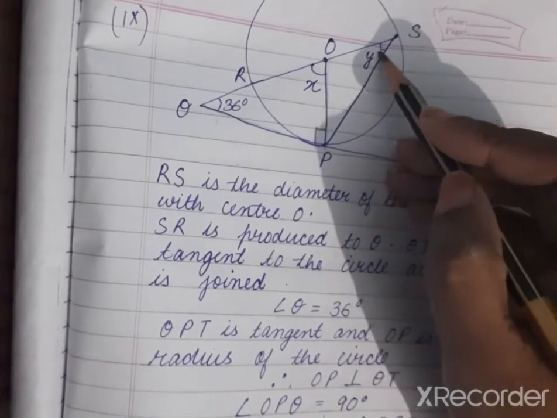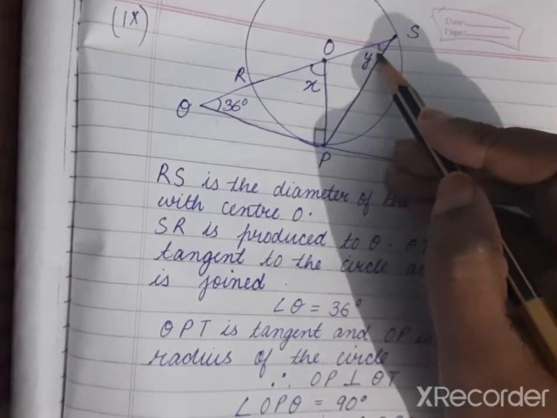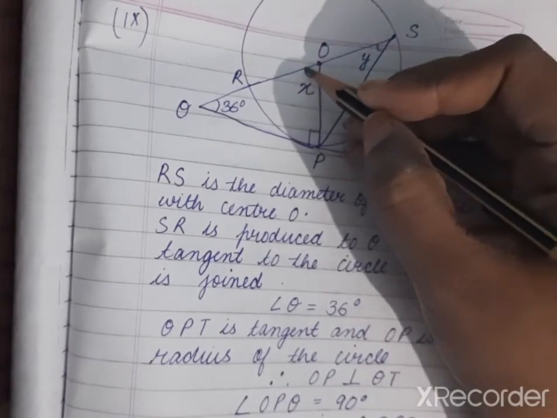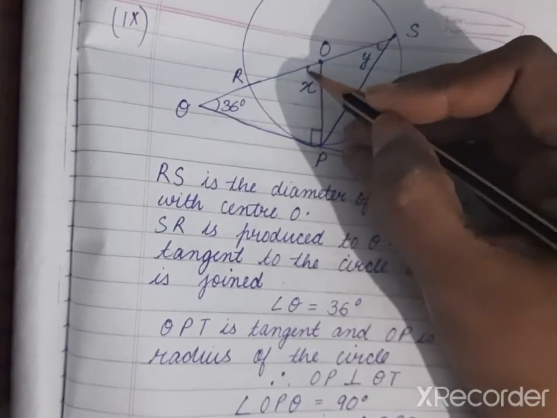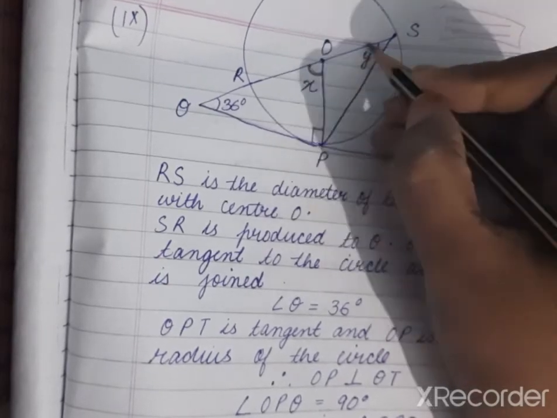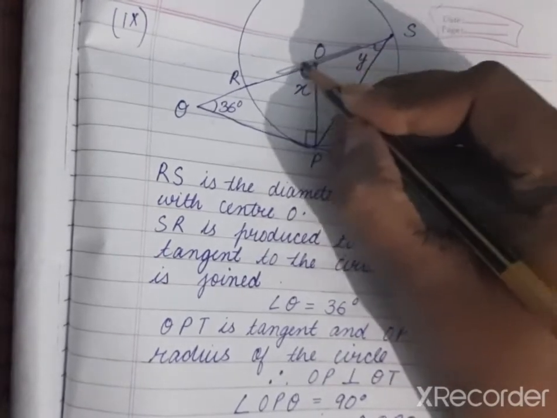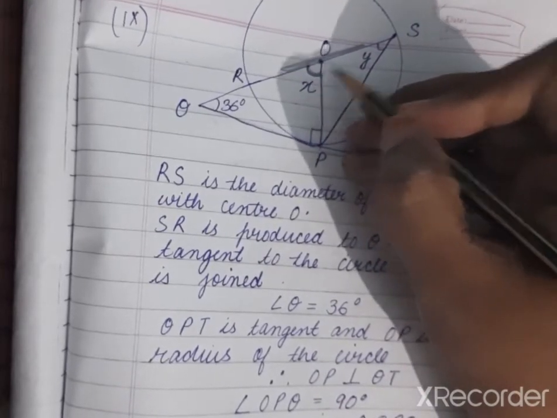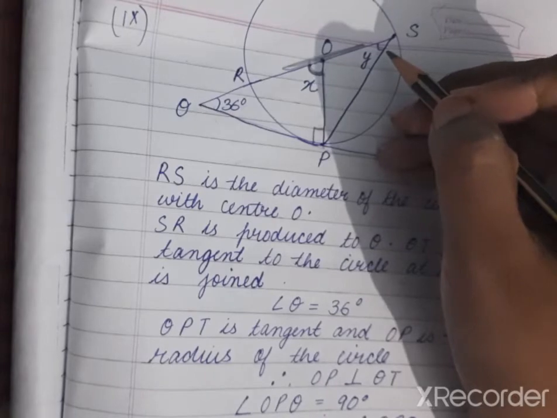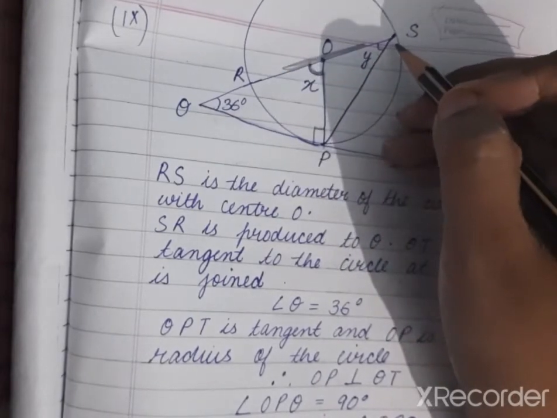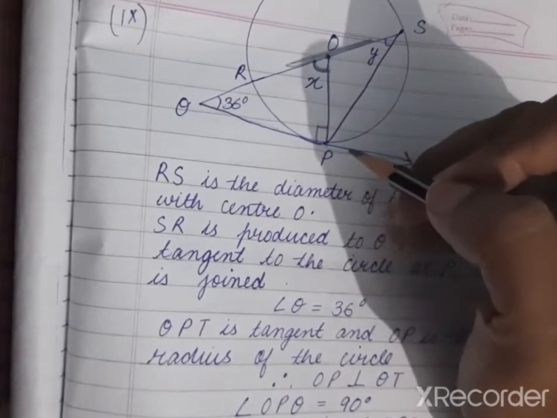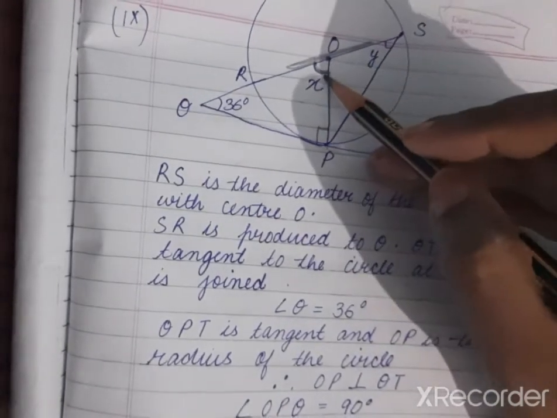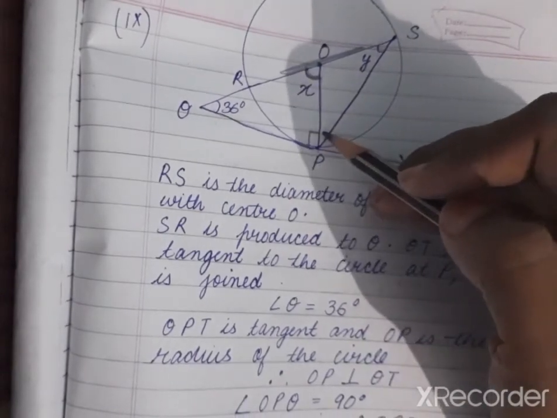Now we know that this exterior angle, if we extend this line, this exterior angle will be equal to the sum of the two opposite angles. Means X will be equal to Y and this one.